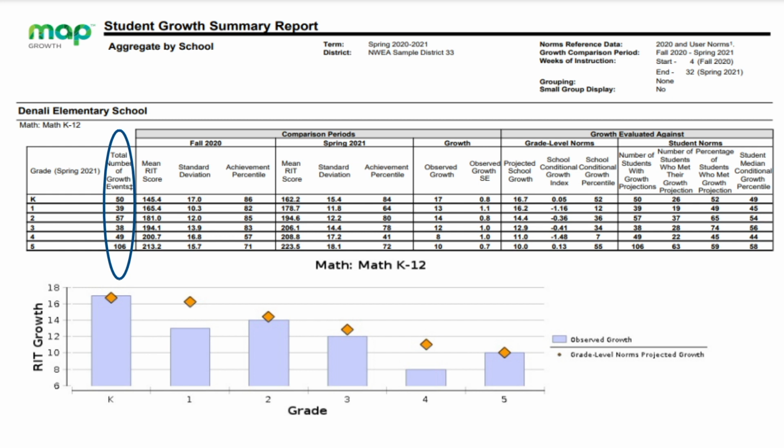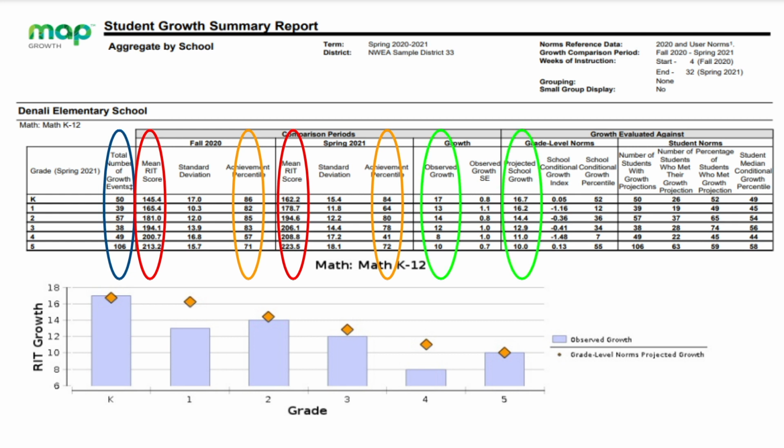So the first thing that you'll see in the student growth summary report is the number of growth events, which are the number of students who took the test both in the fall and in the spring. The mean RIT scores by grade level for your different testing periods. So in this case, we're looking at fall compared to spring. The achievement percentile of those students in the fall versus the spring. The observed RIT point growth that students had at that grade level compared to what their projected growth was.